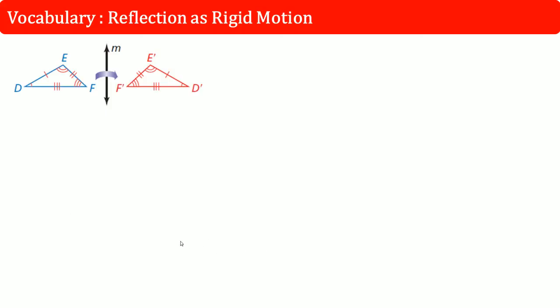So we first have to understand the vocab of a reflection as a rigid motion. A rigid motion transformation preserves the length and the angles. That means the lengths before and after are the same, and the angles before and after are the same.